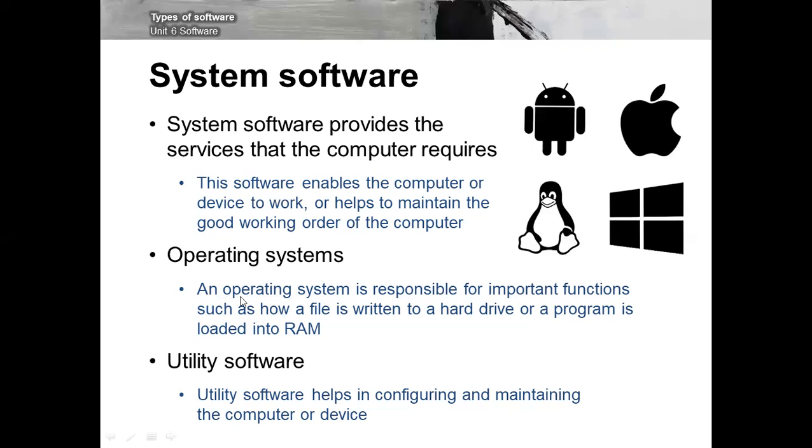What the operating system is going to do, an operating system is responsible for important functions such as how a file is written in a hard disk drive or a program is loaded into RAM or memory. So ये तो दो काम लिखे हैं, but basically there are multiple tasks for an operating system. यहाँ हमने सिर्फ दो को इंट्रोड्यूस कराया आपसे.